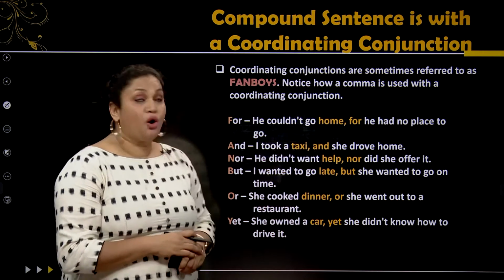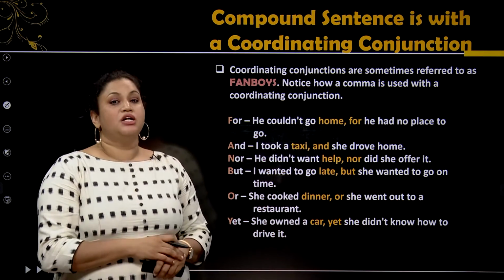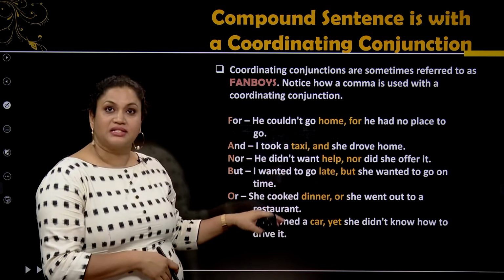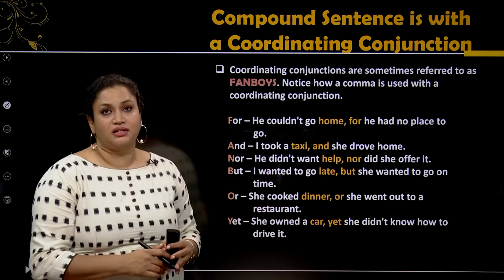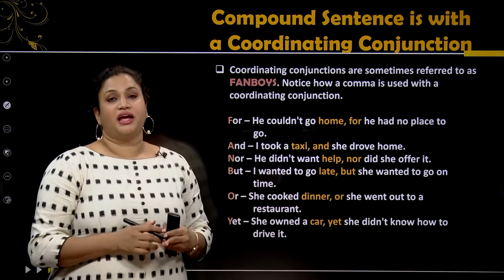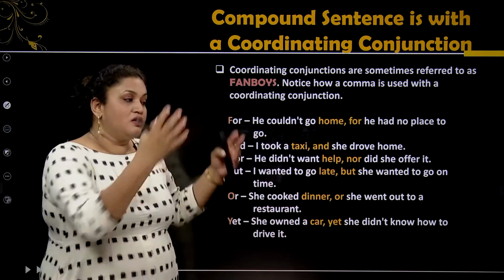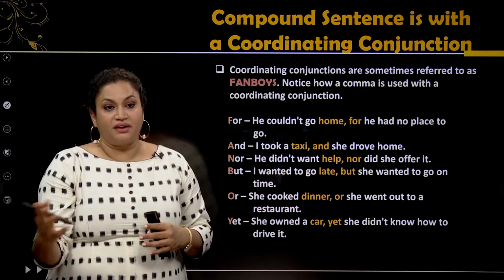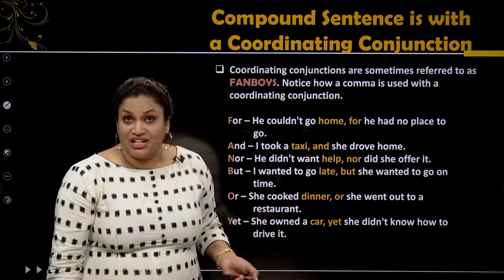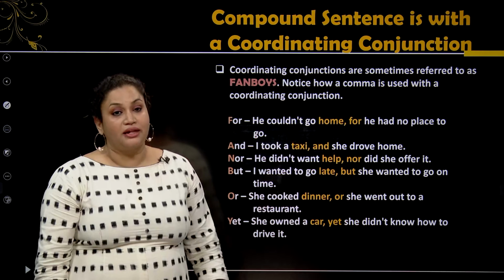Yet: she owned a car, yet she did not know how to drive it. So again, she owned a car is the effect. No, I don't say this is a cause and an effect thing. Rather, I should say this is an in-contrast sentence. She owned the car, but she did not know how to drive it. That's basically contrasting, right? So yet is used in contradiction, or rather, I should say contrast.